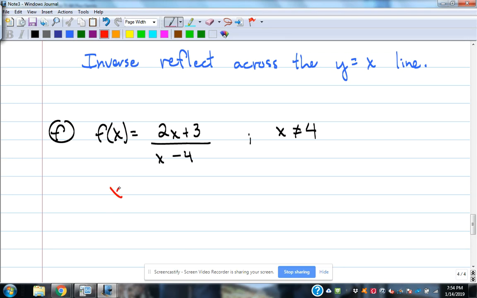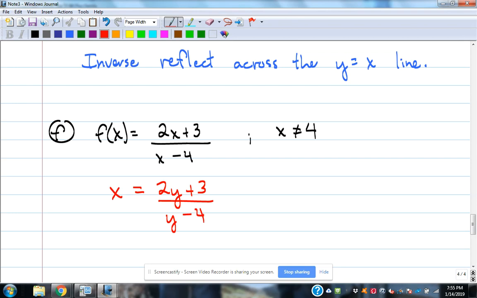Swap the x and the y. So everywhere there's an x, we're going to put a y. So that's 2y plus 3 over y minus 4. When we swap x and y, anywhere there's an x, you've got to put a y. The next thing to do is try to get y by itself. This one's a little more difficult because you've got y in the top and y in the bottom.